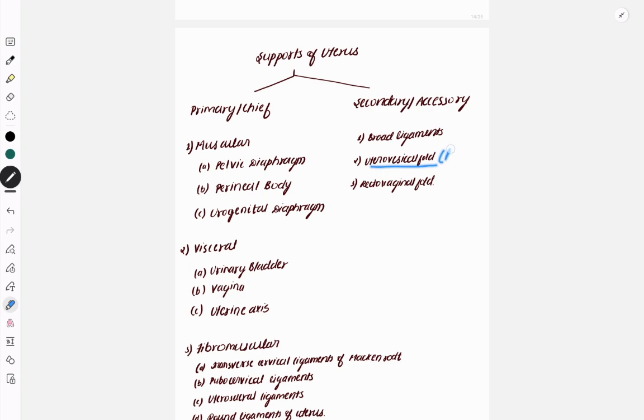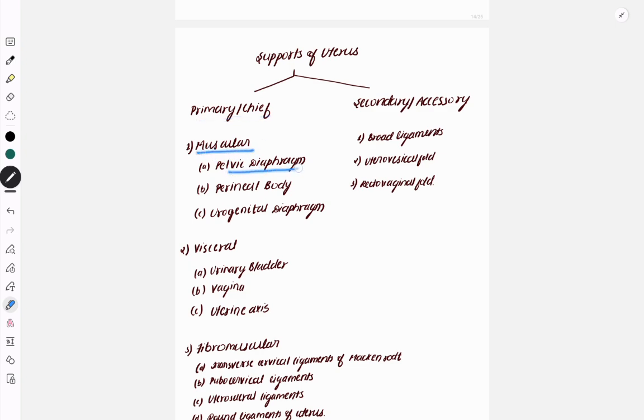These are all peritoneal folds and they do not have any major role in providing support to the uterus. Uterovesical fold, as it is present anteriorly, is also called the anterior ligament of uterus, and rectovaginal fold, because it is present posteriorly, is also called the posterior fold of uterus. Speaking about the primary or chief supports, there can be certain muscular structures, or viscera, or fibromuscular ligaments. These all act as primary or chief supports of uterus.